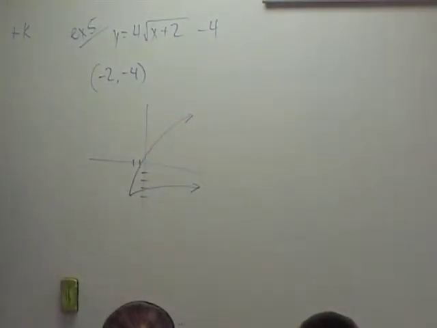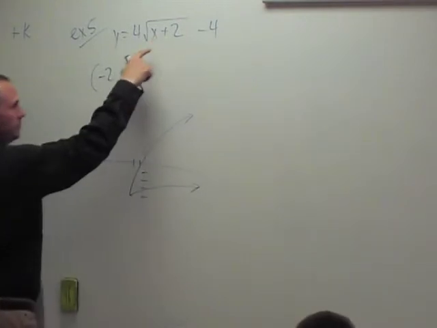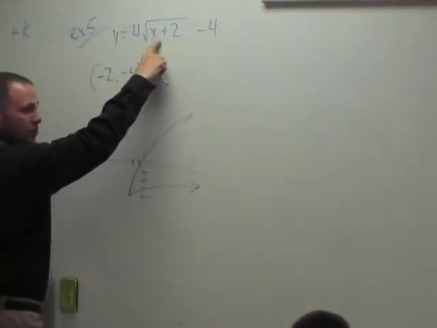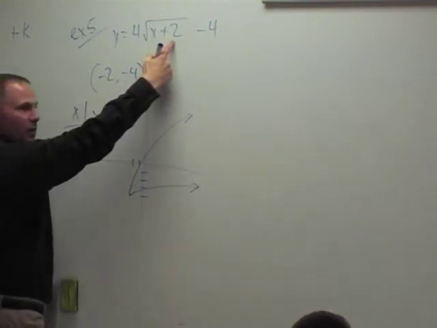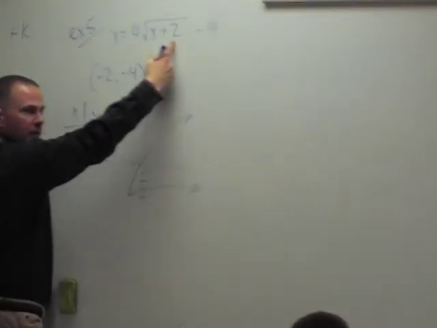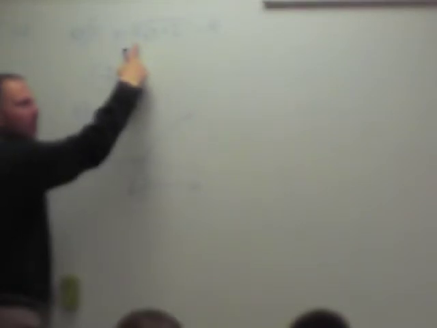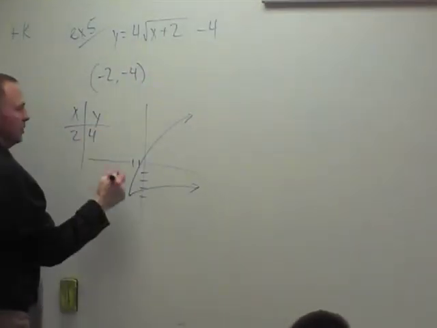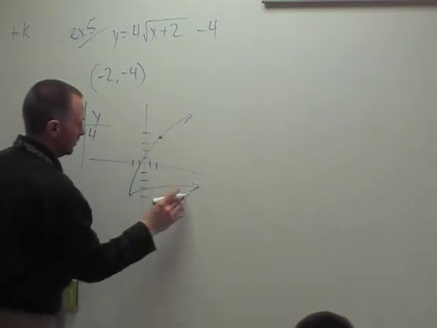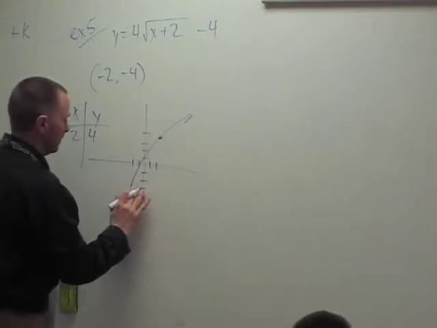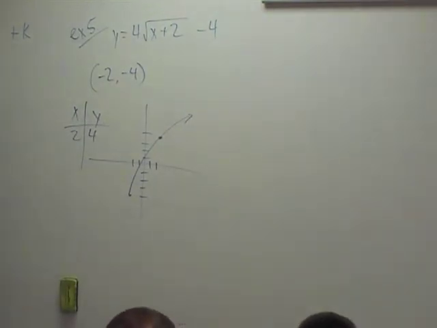Can we just plug in stuff? So plug in a couple points. You know what the form of this looks like. And do that. So if I plug in, well, yeah, 2. 2 plus 2. All right, so let's make a quick XY chart. 2 plus 2 will give me 4. The square root of 4 is? 2. 2 times 4 is? 8 minus 4 is? 4. So at 2, 4. I was almost right on. Okay? So there's 2, 4.